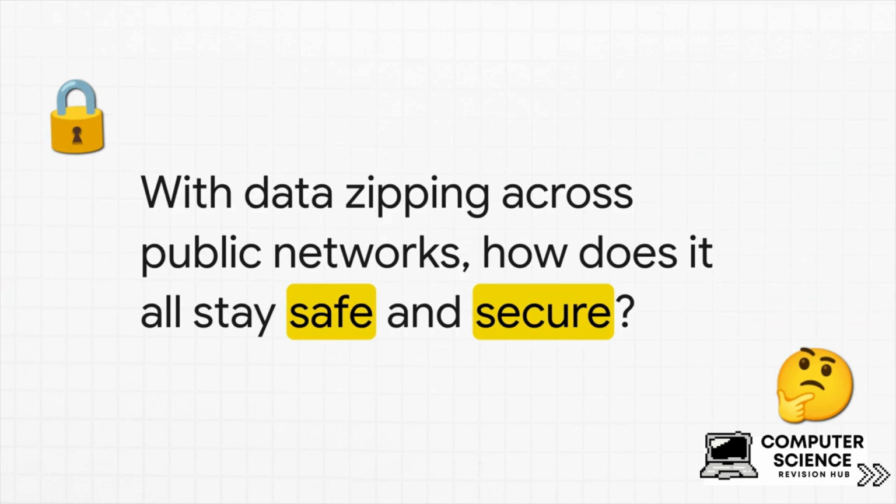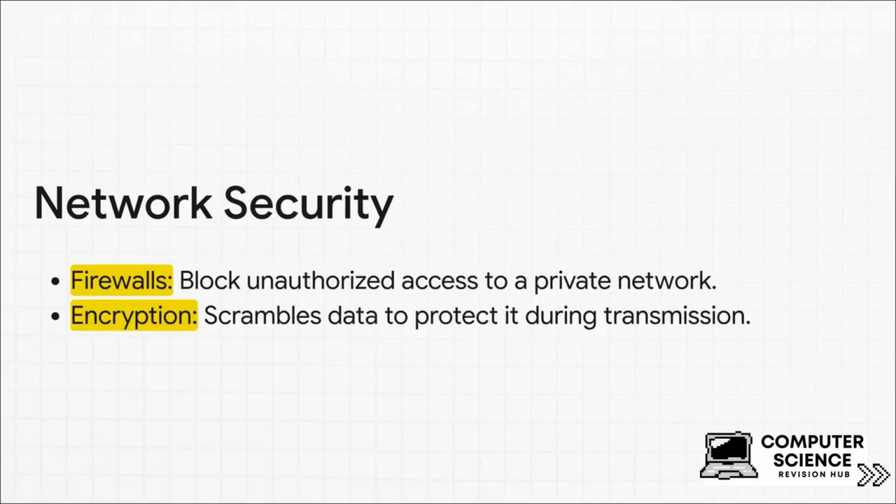Okay, we've mapped out the journey, but there's a huge question hanging in the air. With our personal information just zipping across this giant public network, how on earth do we make sure it stays safe? How do we stop people from snooping on it? Well, this is where network security is absolutely crucial. Two of the biggest tools in the toolbox are firewalls and encryption.